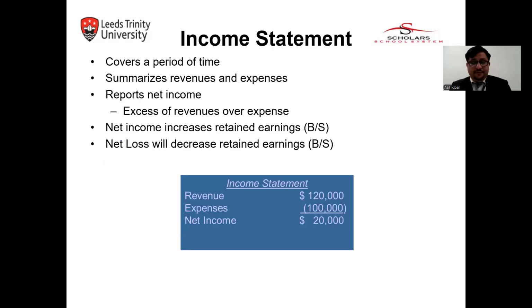Income statement. The income statement covers a period of time which summarizes the revenues, expenses, and reports the net income, which can be calculated by the excess of revenues over expenses. If the net income increases retained earnings, then it is a profit, and a net loss will decrease the retained earnings.